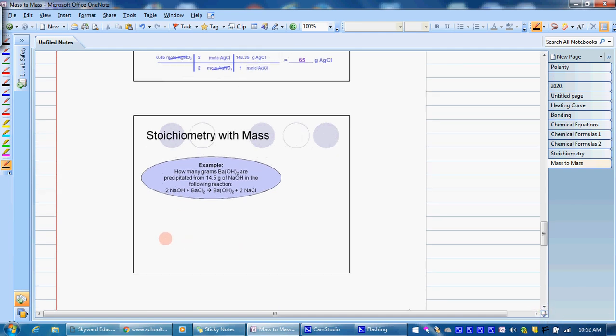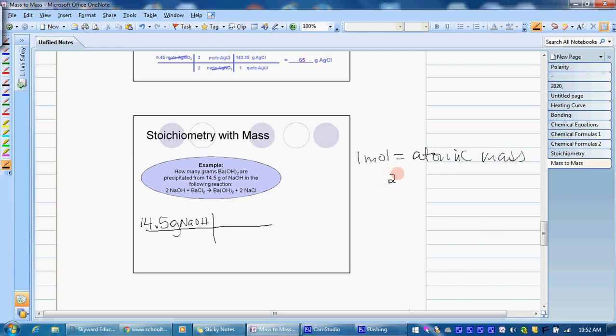Now if we're in a lab and we measure something like we're going to be doing, we're going to measure our baking soda in grams, and then we have to get to our carbon dioxide, we're going to have to do a couple more conversions here. So here we're starting with grams of sodium hydroxide. That's our given number. So if we're in grams, again, we have to remember 1 mole is equal to our atomic mass. That's going to be the first conversion factor we use.